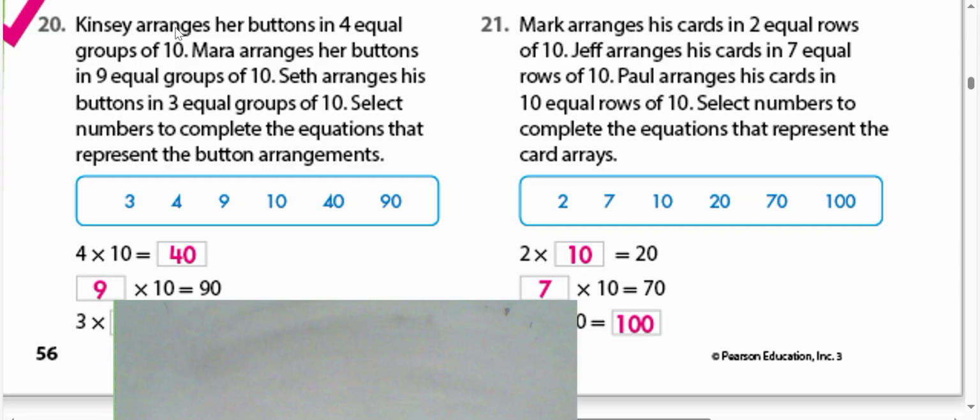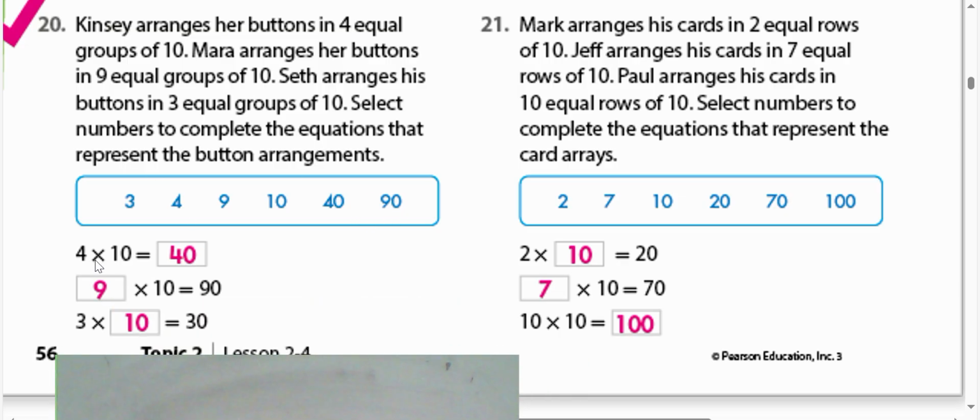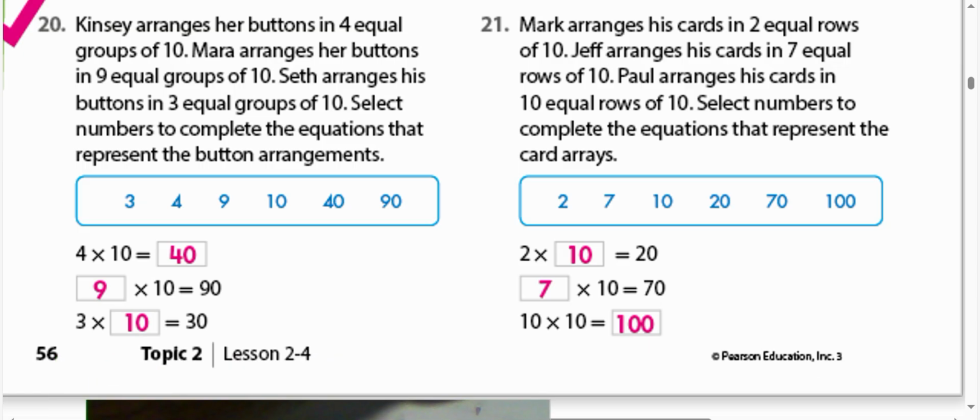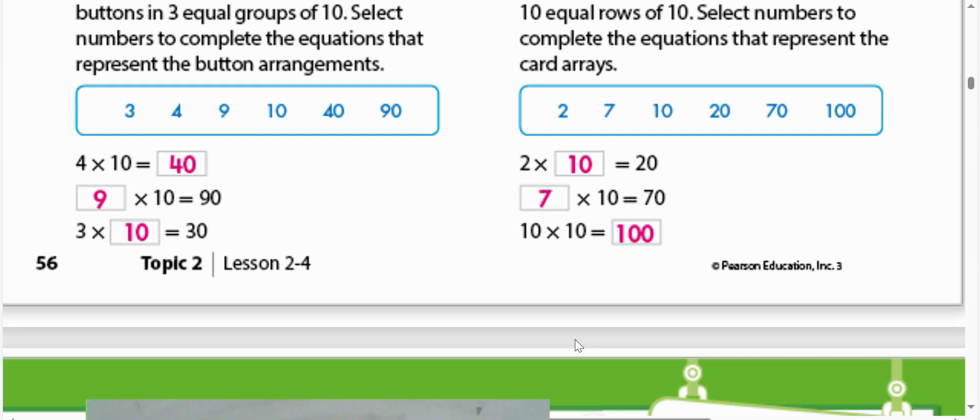Kinsey arranges her buttons in 4 equal groups like this: 3, 4, 9, 10, 15, 19. If you want to find the answer, it's like this: 4 times 10, 40, 9 times 10, 90, 3 times 10, 30, and also you can complete this about the number. Okay.